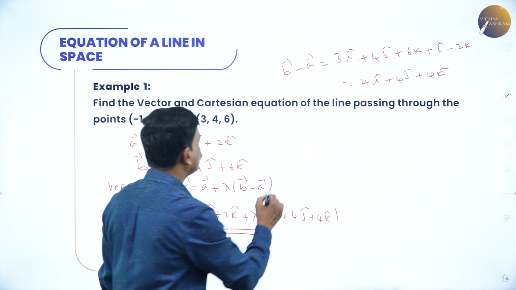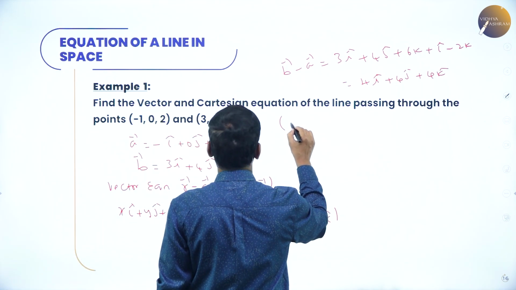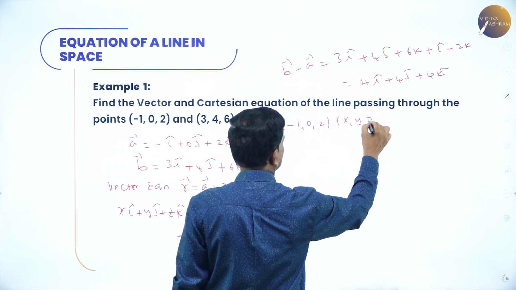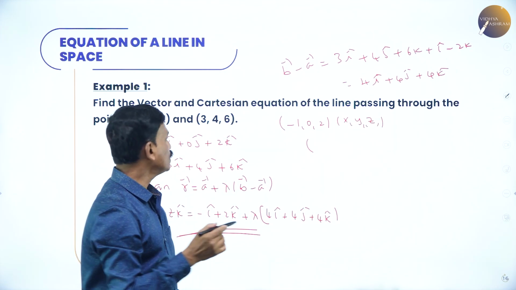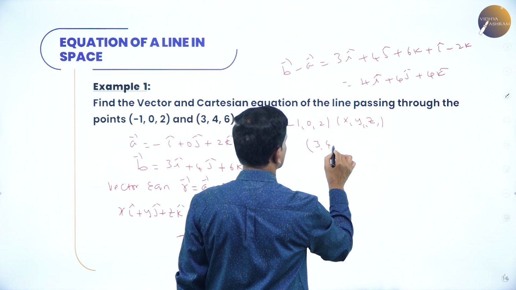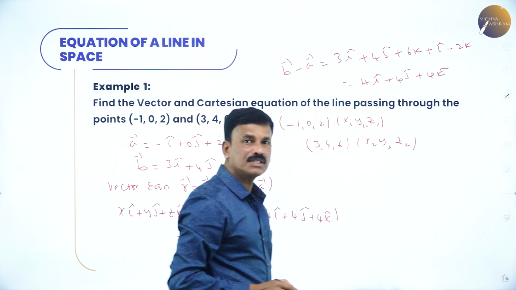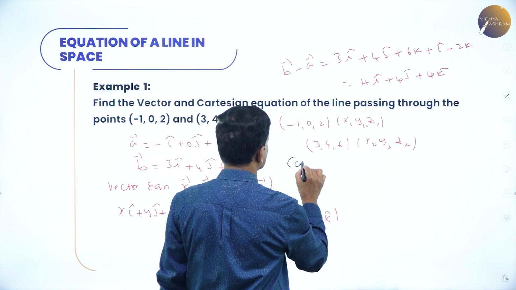Now, the Cartesian equation. These are the points. Minus 1, 0, 2, this is x1, y1, z1. Another point 3, 4, 6, this is x2, y2, z2. Now, what is the Cartesian equation?